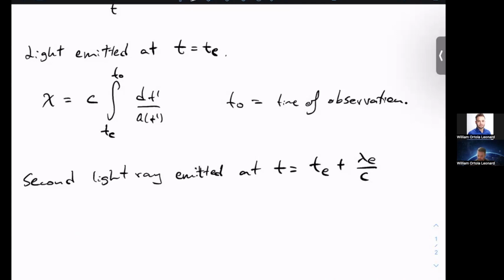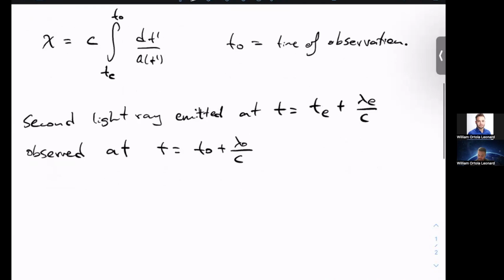So in this case, the second light ray is emitted at time TE plus lambda E over C, and then observed at T equals T naught plus lambda naught divided by C, okay? Because again, it has a different wavelength once it has arrived to us. And this means that for this second light ray, we can also find what the conformal distance is going to be.